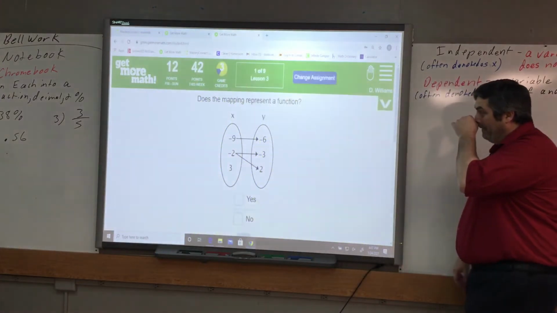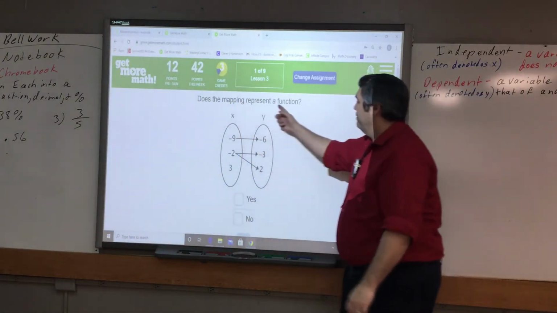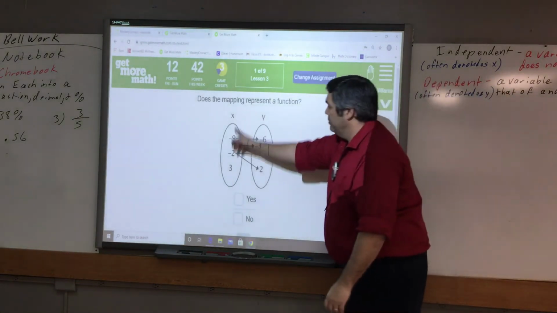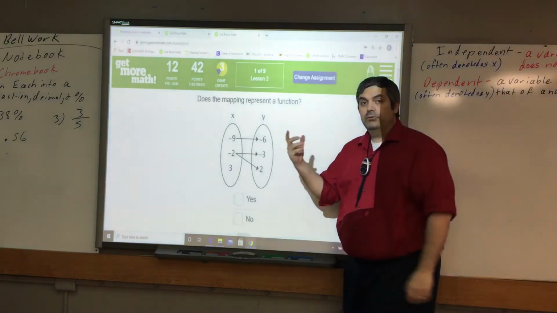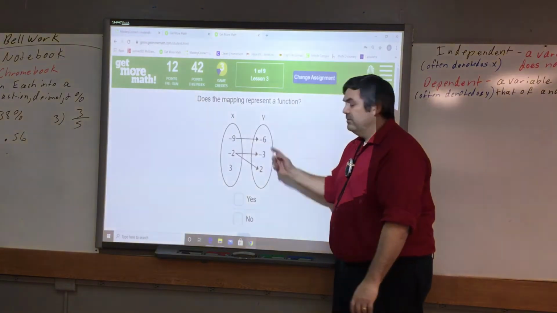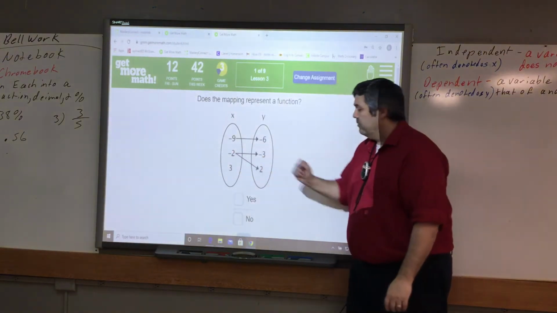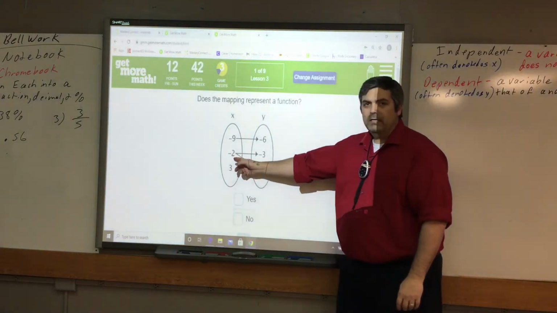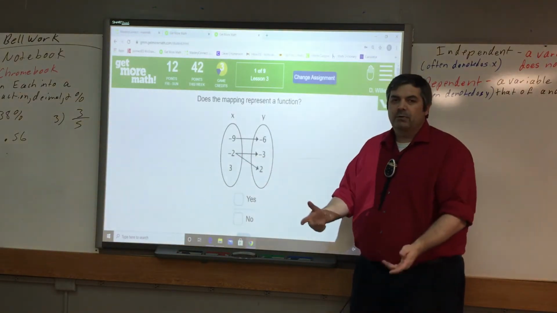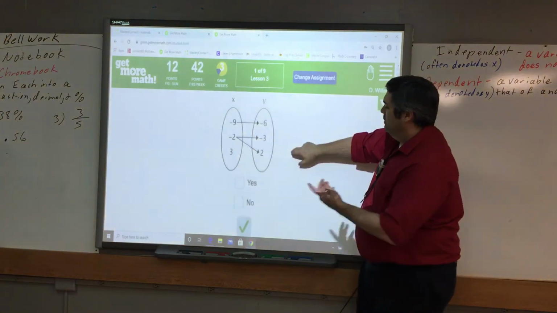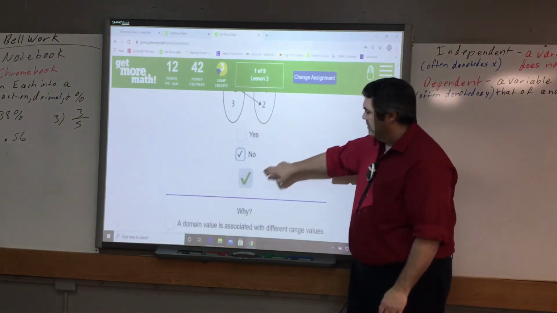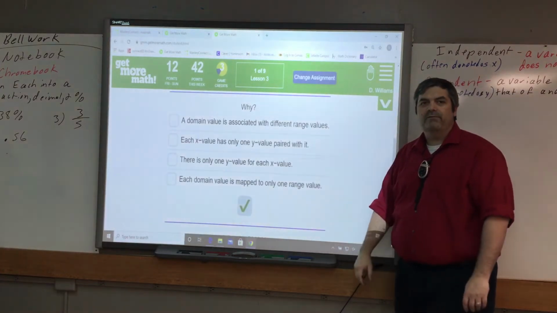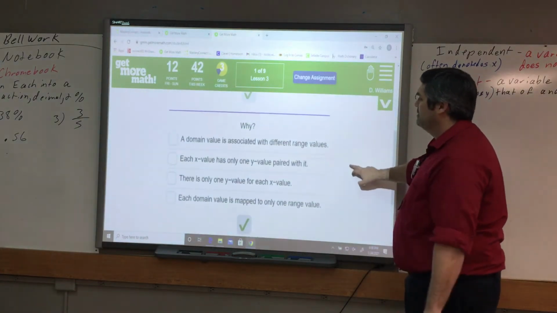Simple. Okay. Now, does the mapping represent a function? Now remember, I just showed this to you. Okay? These are your x's, these are your y's, these are your ordered pairs. Negative 9, negative 6, negative 2, negative 3, negative 2, 2. I'm using my x twice. Well, if I'm using my x twice, that can't be a function. So here, nope, not a function. And then they come down here and they go, hey, why? So apply your definition. Why is this not a function?